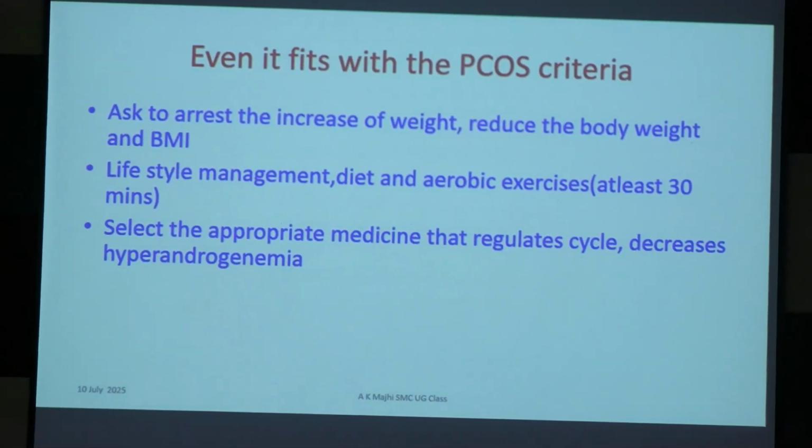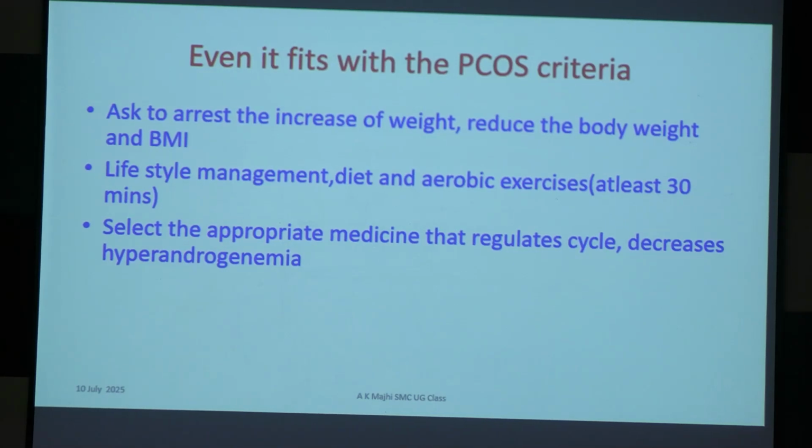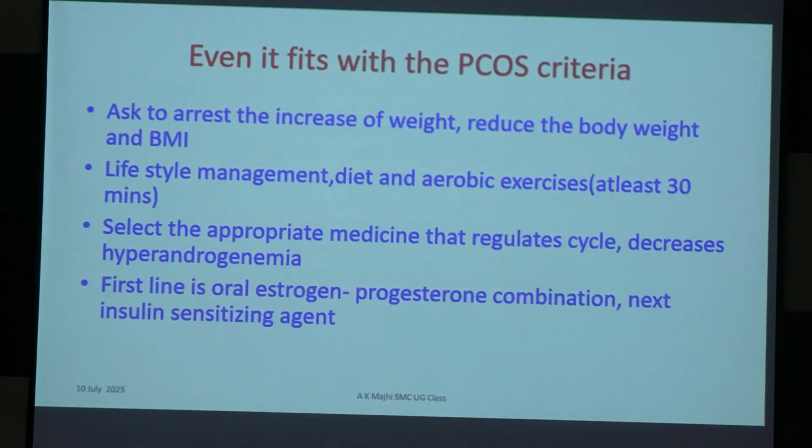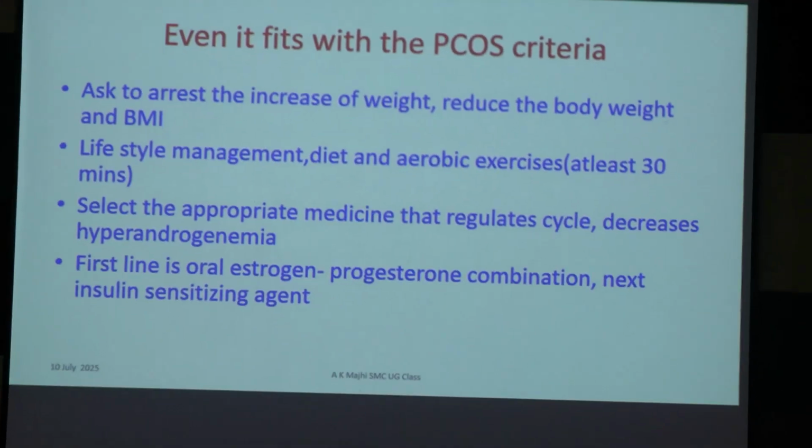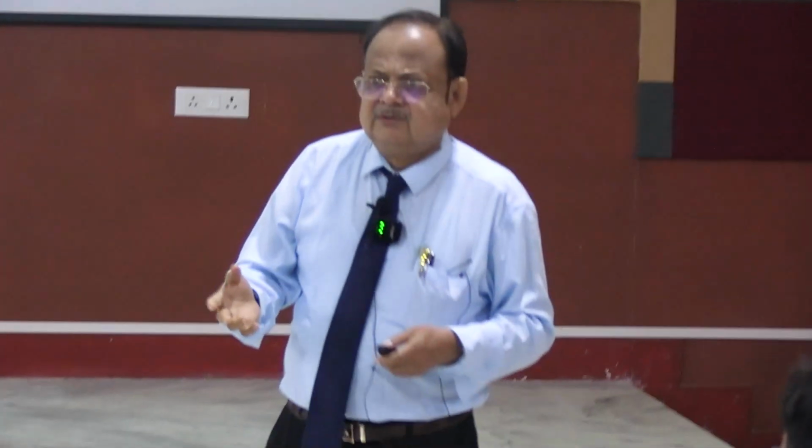Select the appropriate medicine, and some of the drugs that regulate the cycle. That is one cause of worry, and hyperandrogenemia disease. And definitely the first line is the oral combination pill, that is the oral contraceptive pill, with some less androgenic progestin. Ethinyl estradiol is the constant, but select a progestin that is less androgenic or maybe anti-androgenic.